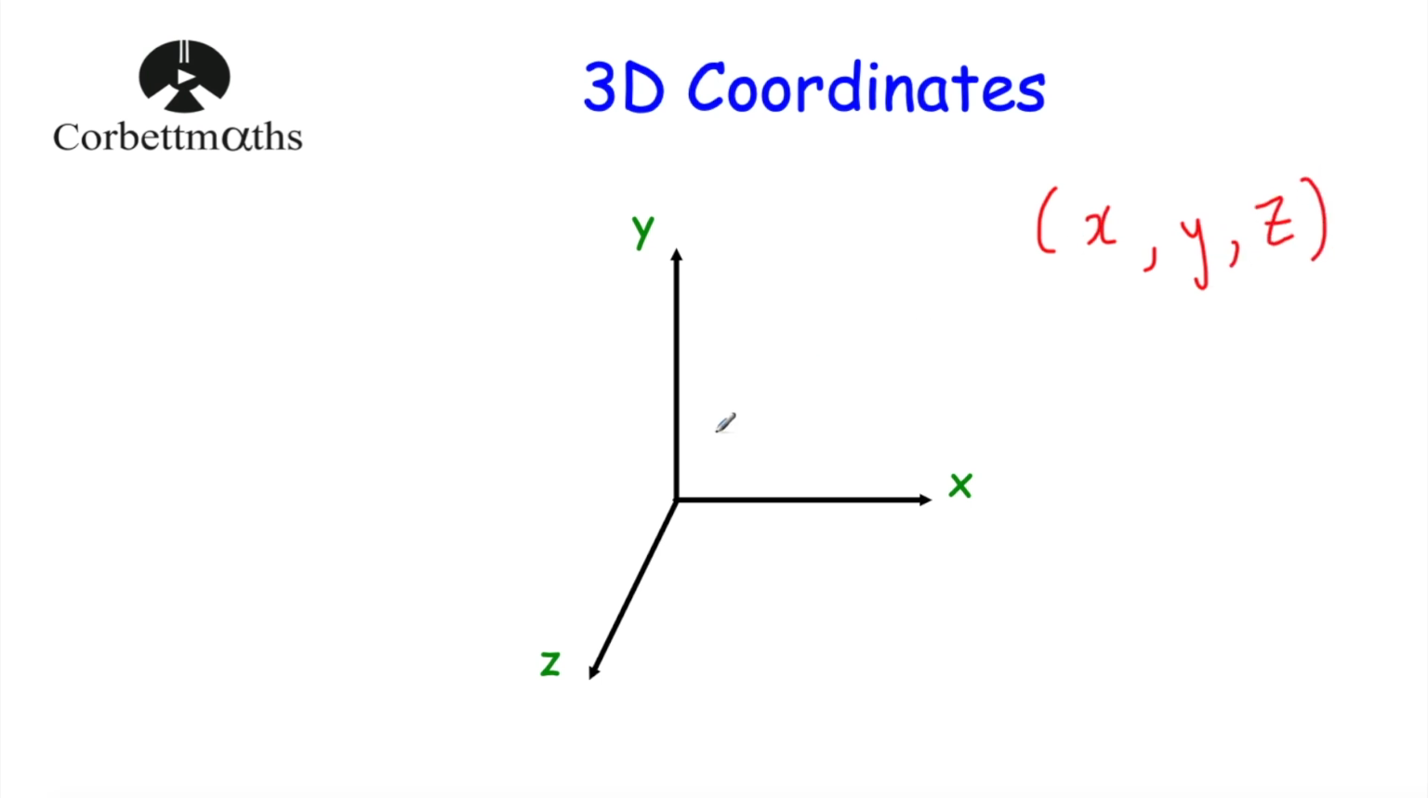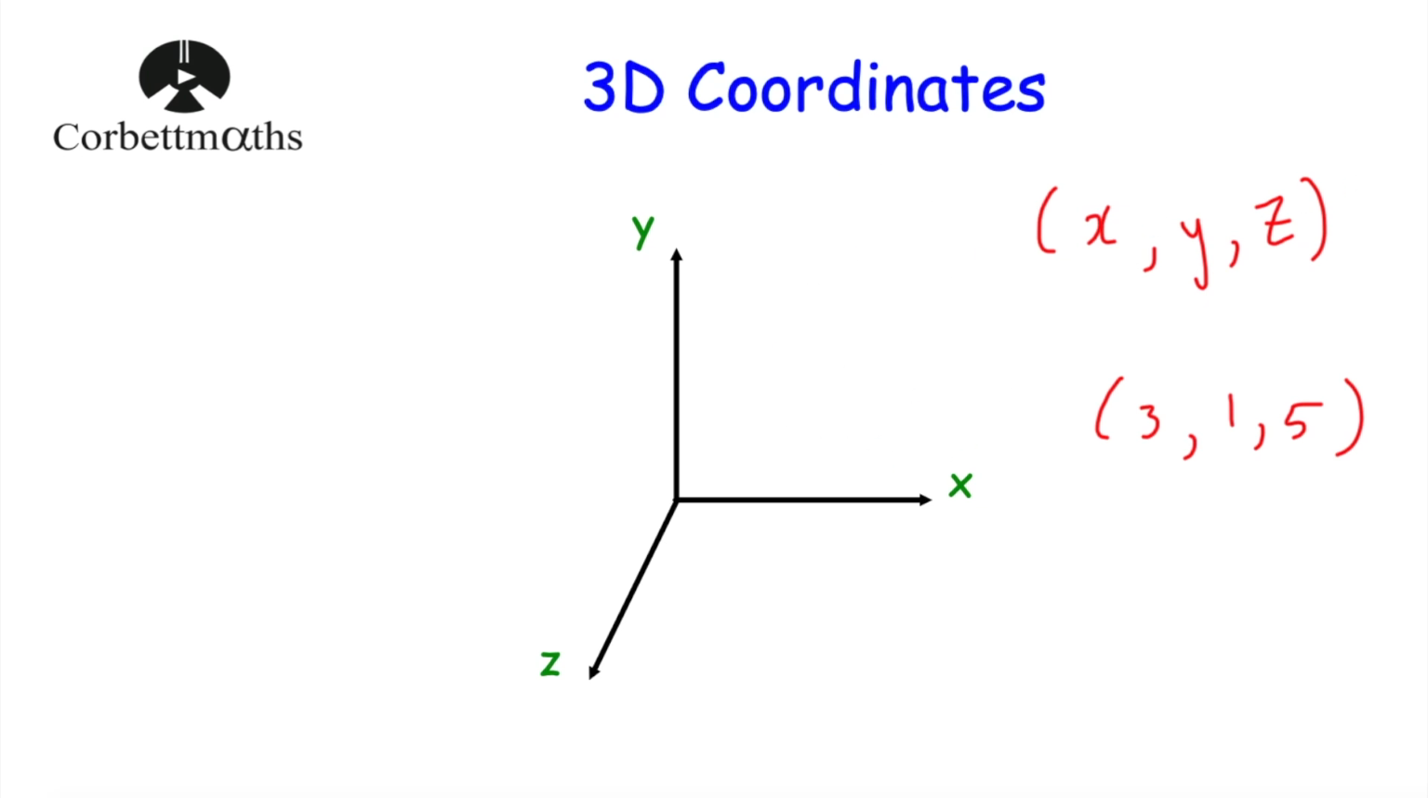So we go along the x-axis, then we would go up the y-axis, and then we would come out the z-axis direction. So for instance, if I had the point with coordinates 3, 1, 5, that would mean we'd go 3 along the x-axis, 1 up the y-axis direction, and then 5 out in the z-axis direction, and then we'd plot our point. So there are 3D coordinates.